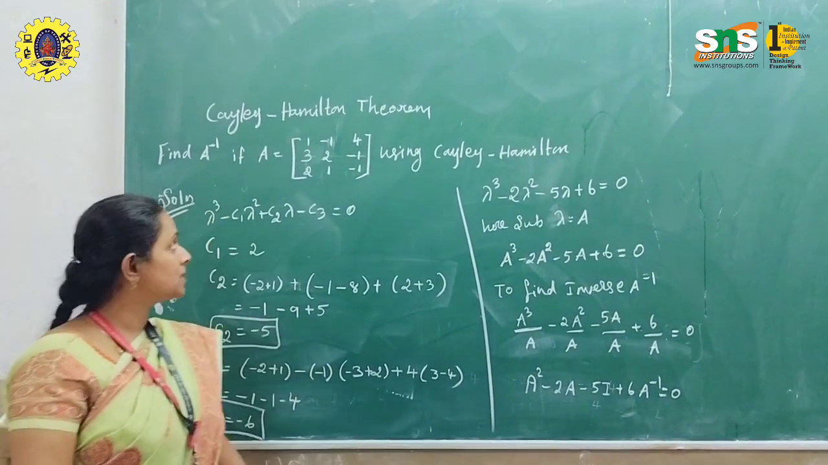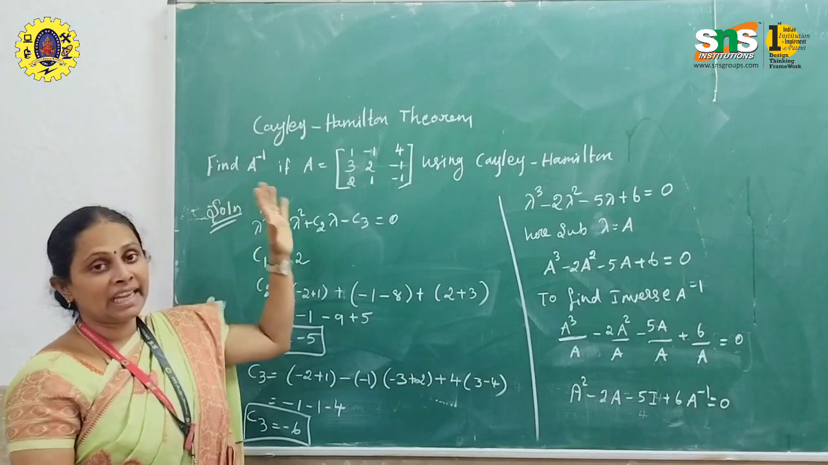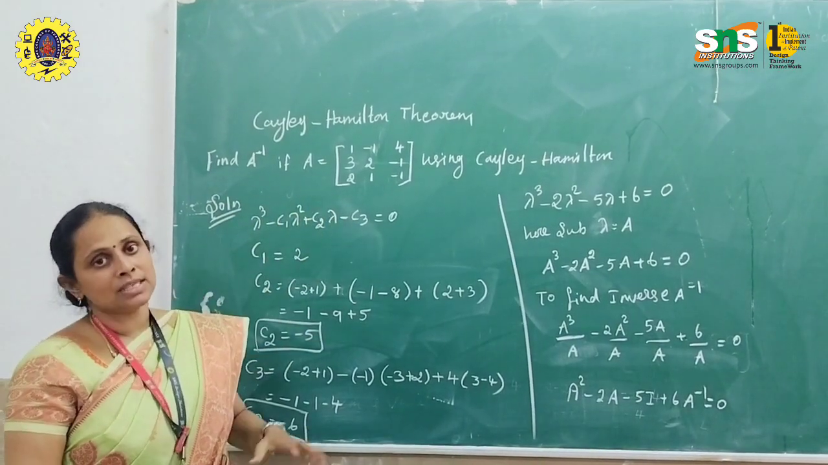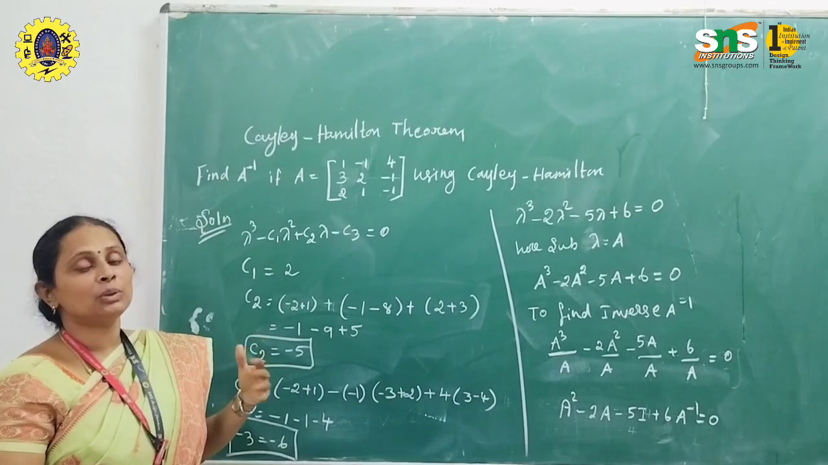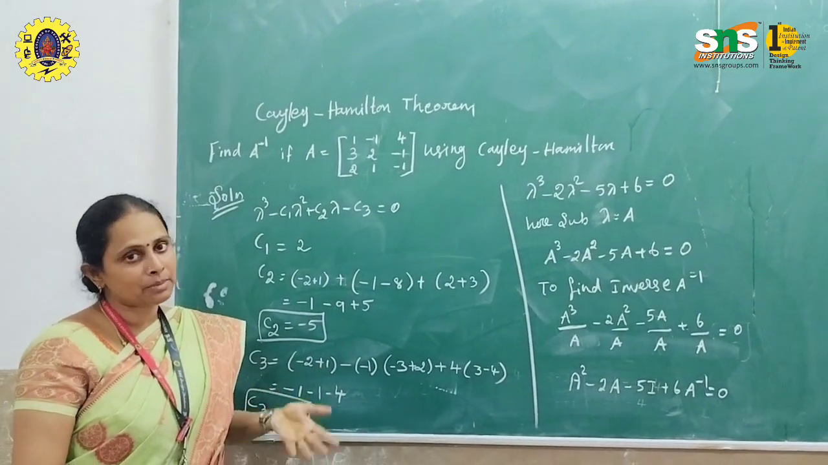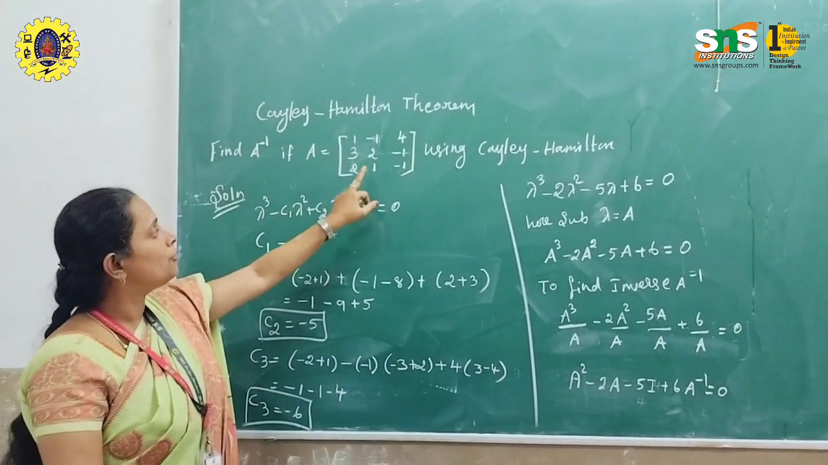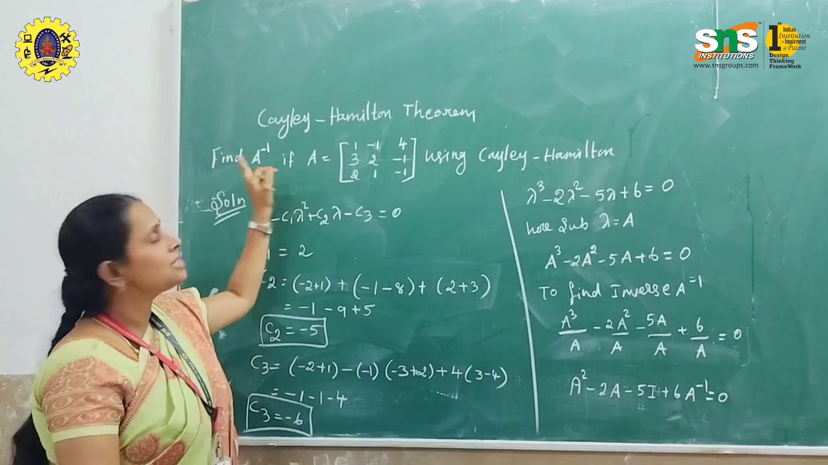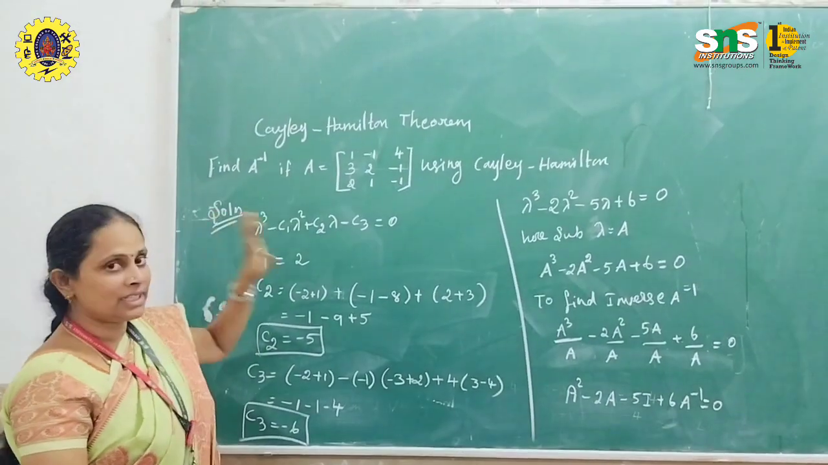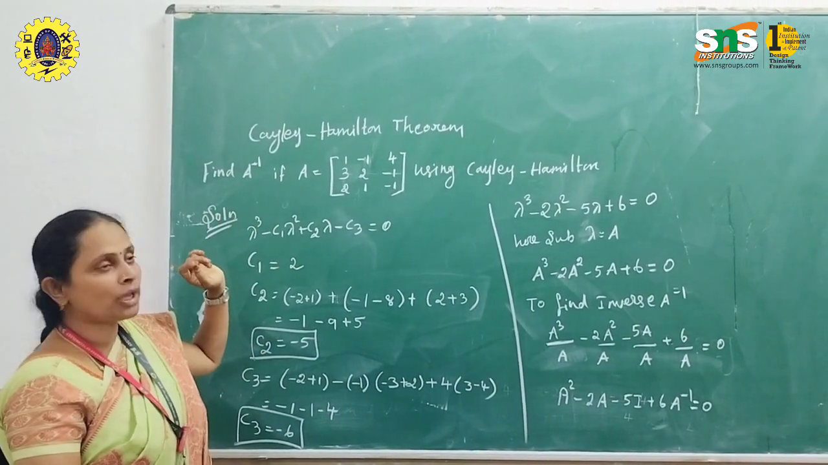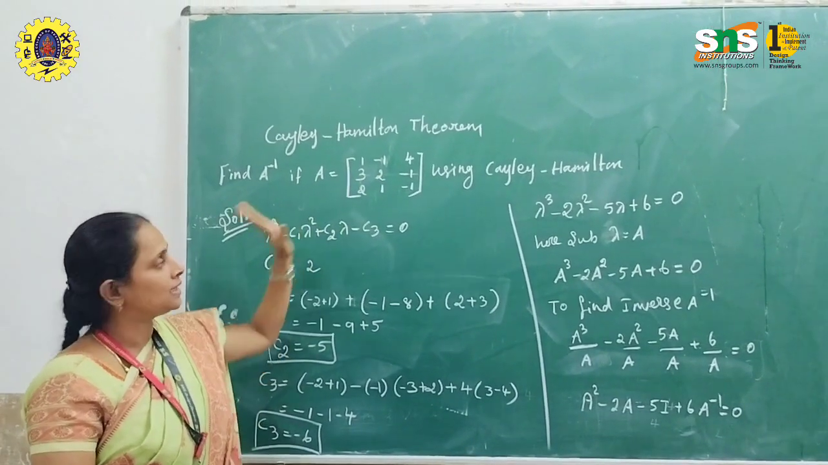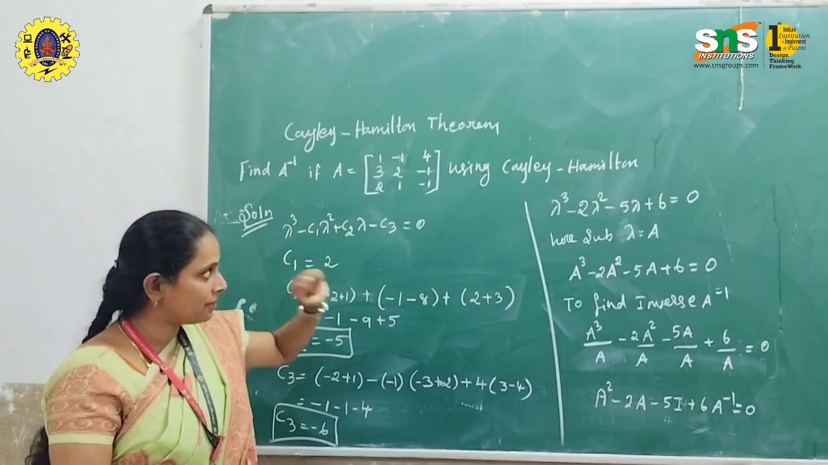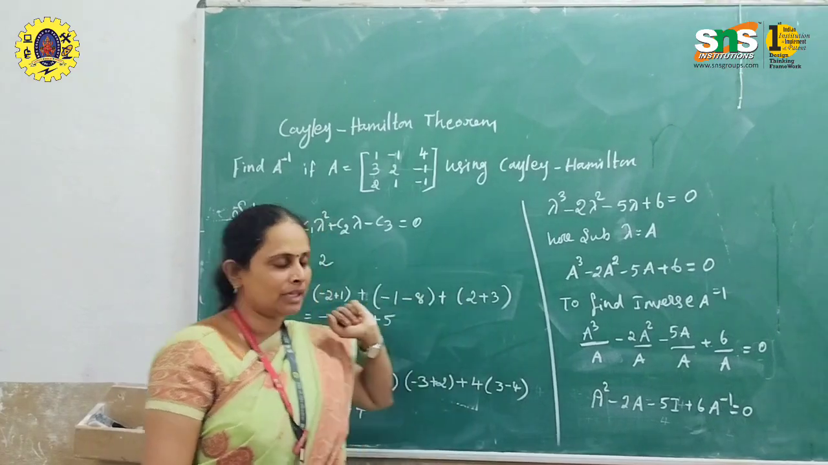Today we are going to see how to find the A inverse for the given matrix. The main application of the Cayley-Hamilton theorem is to find the inverse of a square matrix. So it is an application-oriented problem. Find the A inverse if A is the given 3 by 3 matrix, using the Cayley-Hamilton theorem.